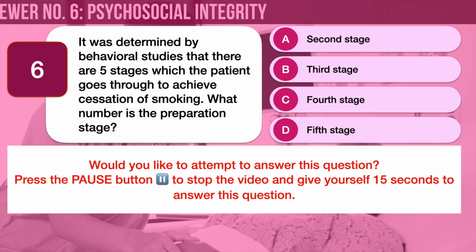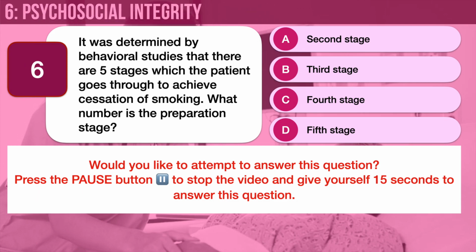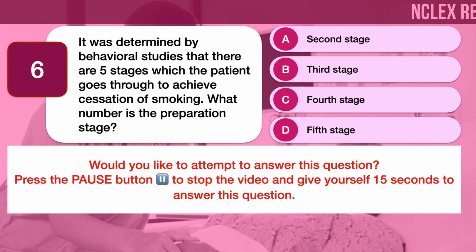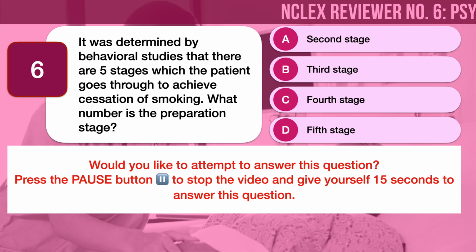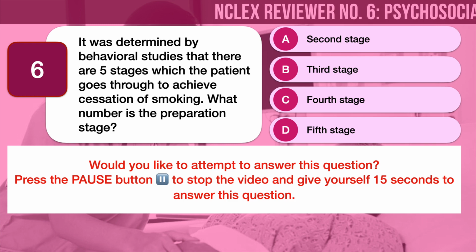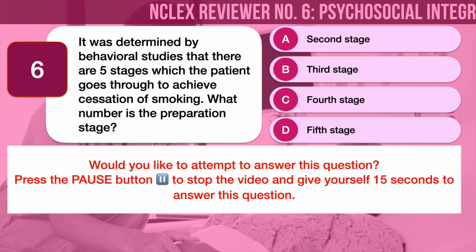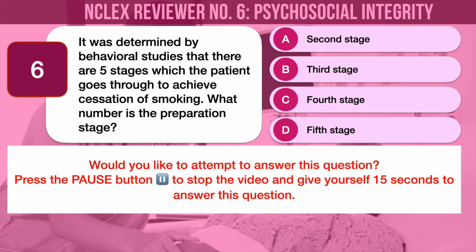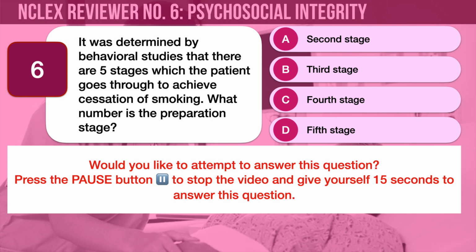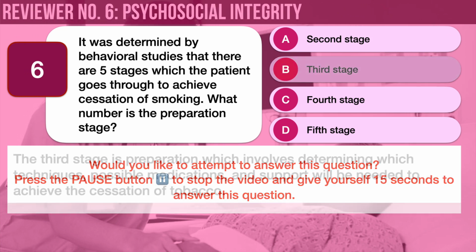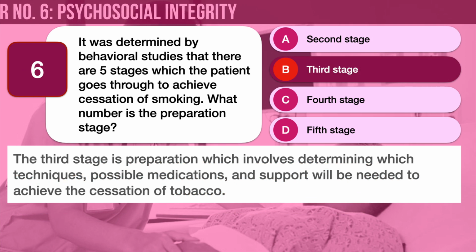Question number 6. It was determined by behavioral studies that there are 5 stages which the patient goes through to achieve cessation of smoking. What number is the preparation stage? A. Second stage. B. Third stage. C. Fourth stage. D. Fifth stage. The correct answer is B.